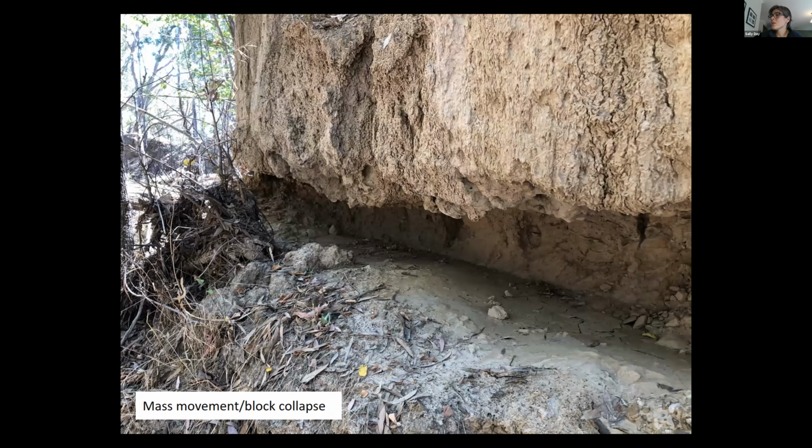This is a really common photo. If you have a prolonged flow at one flow level, you'll get what we call notching on the bank. This can happen in a gully as well. You'll get constant movement of water at one flow height, which removes all the material at that flow height. Then the weight of the soil above that point gets so heavy that the whole block just falls into the creek. So we call that mass movement or block collapse.